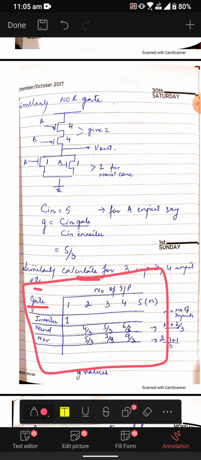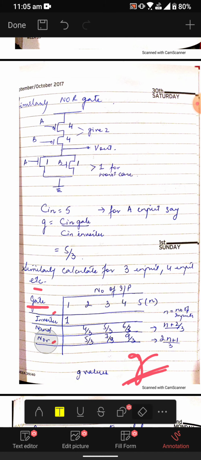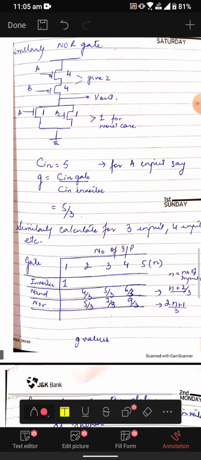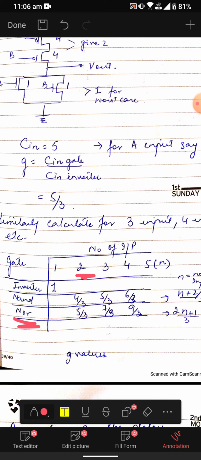ओके. यहाँ पे मैंने गेट लिखा है. कौन सा है? इन्वर्टर, NAND और NOR. इन्वर्टर में एक ही इनपुट होता है और उसके लिए G हमने क्या कैलकुलेट किया? It is equal to 1. So in this table you get the value of G. Okay. These are G values which are written in the table. नंबर ऑफ इनपुट्स अगर 1 होंगे, 2 होंगे, 3 होंगे, 4 होंगे. अगर NAND में हमारा 2 इनपुट है then we have calculated it as 4/3. अगर NAND में हमारे 3 इनपुट्स हैं we have calculated it as 5/3. सिमिलरली हमने NOR के लिए भी कैलकुलेशंस की जो ऊपर मैंने की है. Now we have to write it in tabular form. NOR के लिए अगर we have 2 input we get 5/3. If we have 3 input you should get it 7/3.